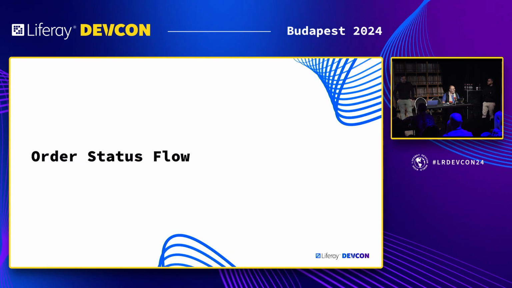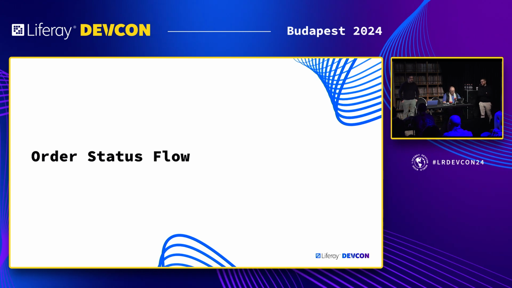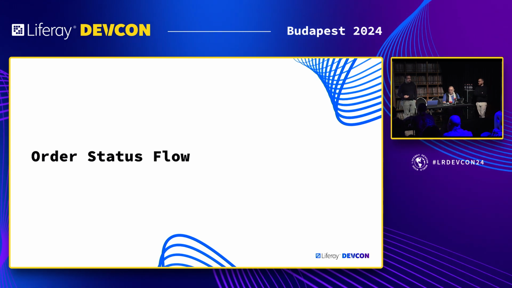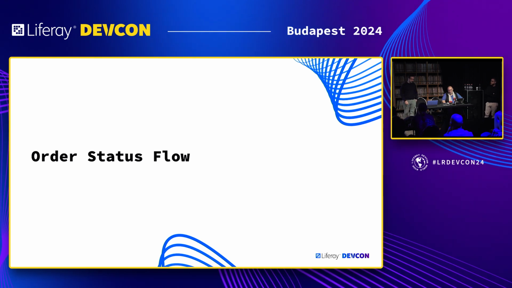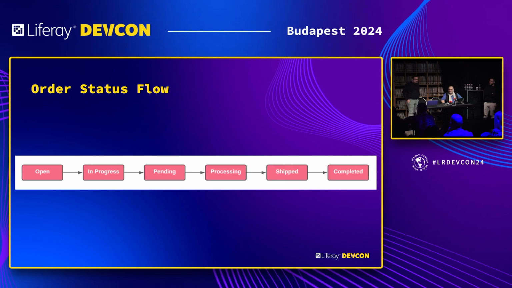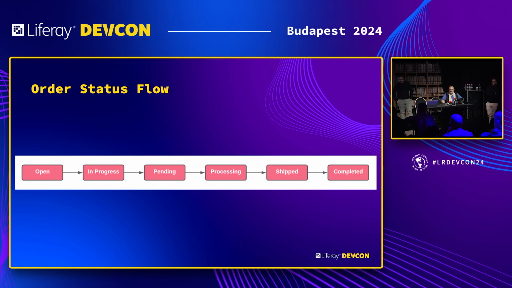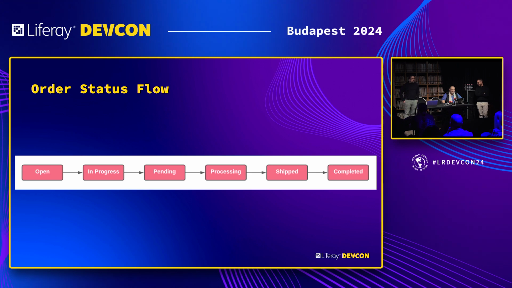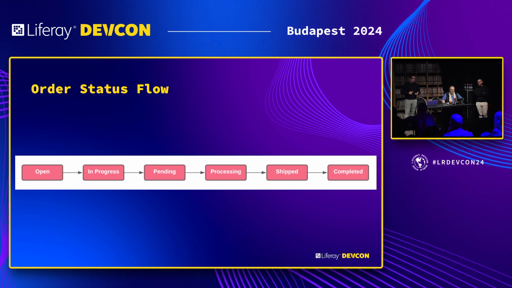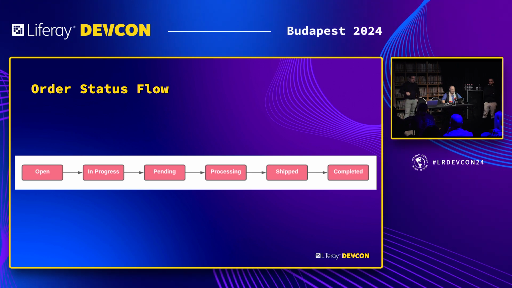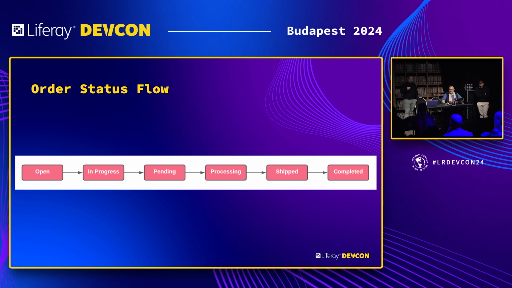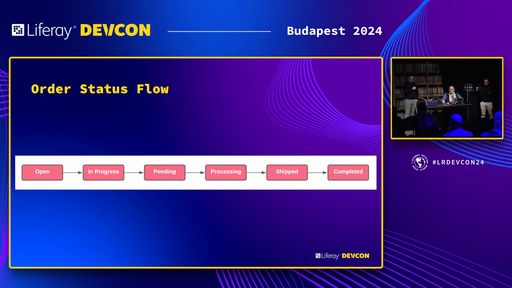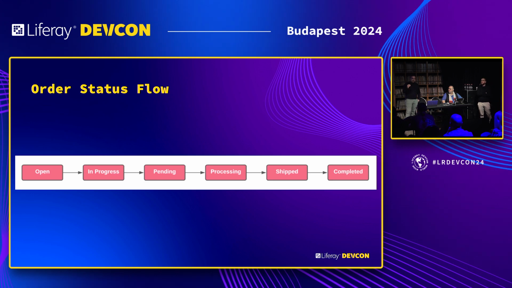Before starting to understand the new Commerce Client extension for payment methods in Liferay, I would like to overview some other status flows that we have in commerce. So the Liferay order engine has 6 main statuses: open, in progress, pending, processing, shipped, and completed. And the order engine will perform checks against each order status to ensure the correct order processing and to determine the next status to be applied to the order.